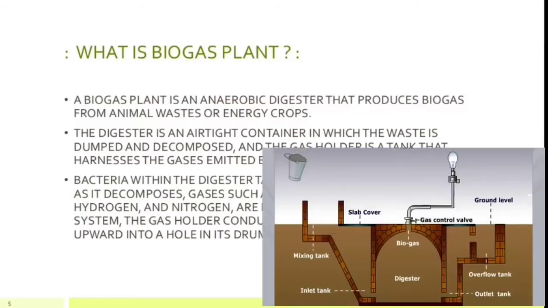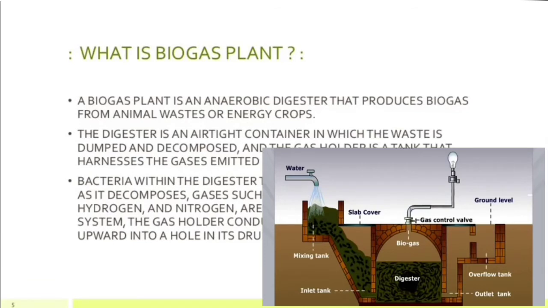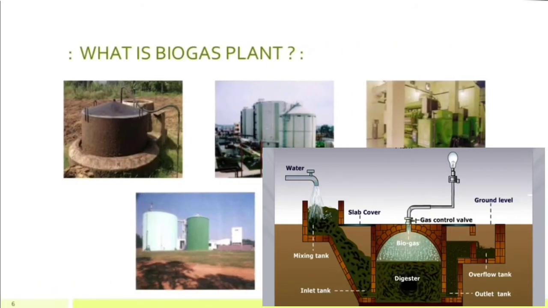Bacteria within the digester tank break down the waste, and as it decomposes, gases such as carbon monoxide, methane, hydrogen and nitrogen are released. A pressurized system, the gas holder conducts the flow of these gases upward into a hole in its drum. Here we can see what a biogas plant is.